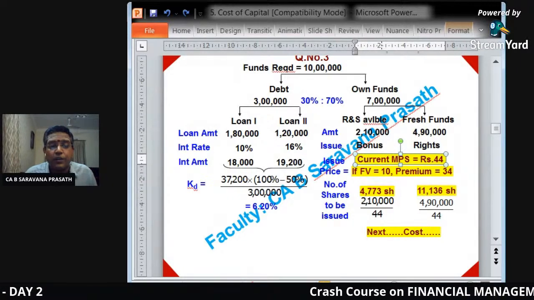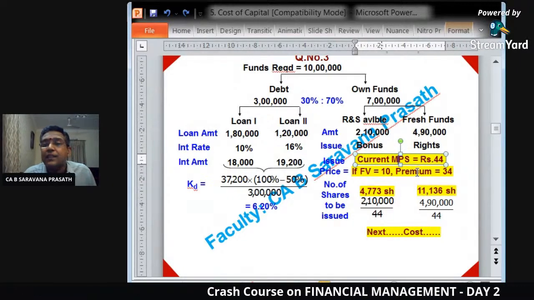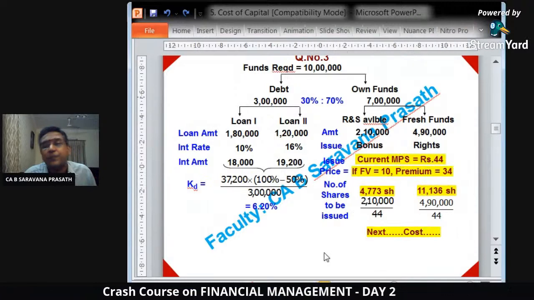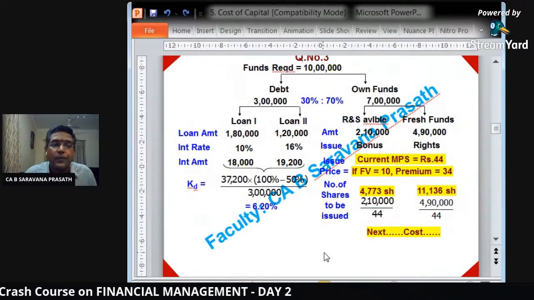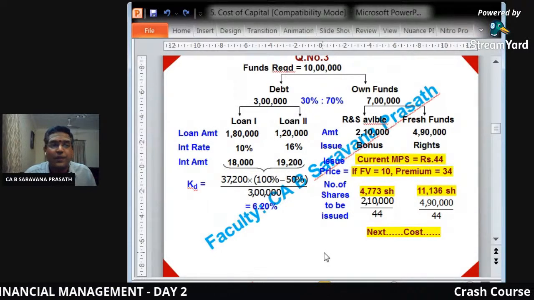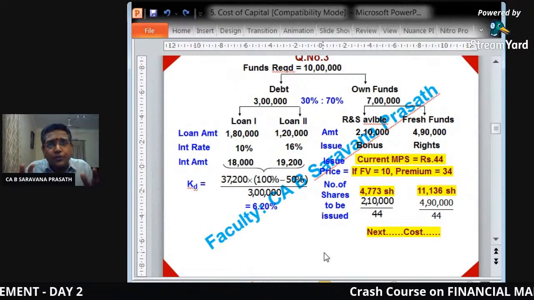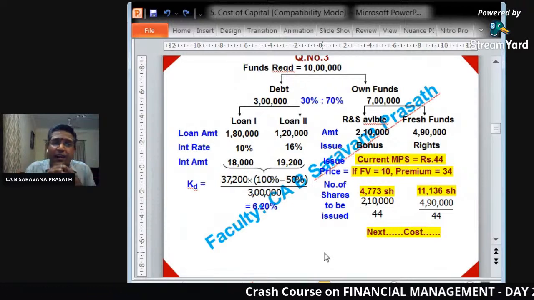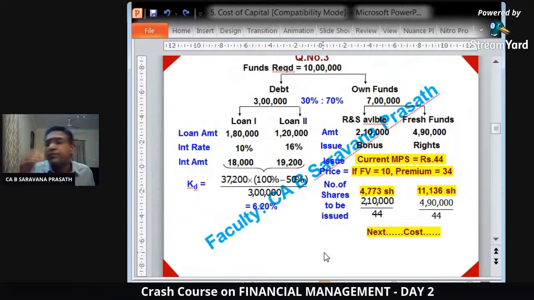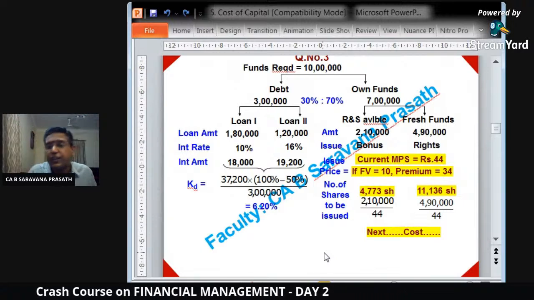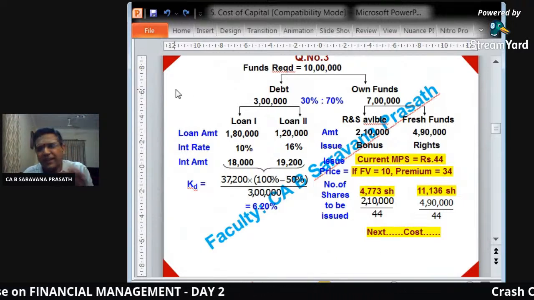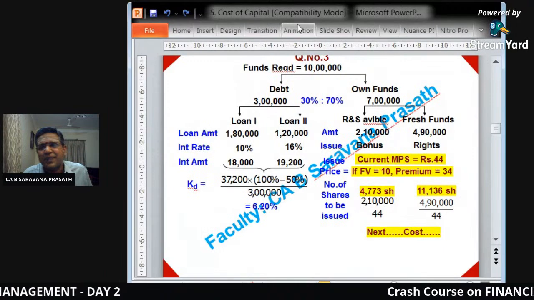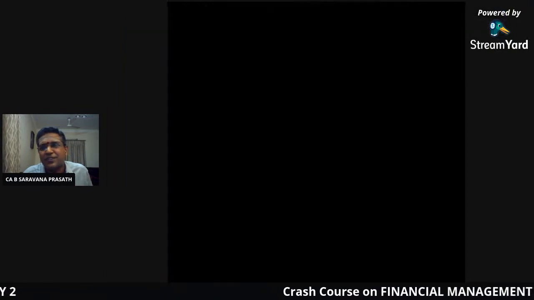Face value is equivalent to 10 rupees. The balance 34 rupees is considered to be securities premium. Sir, why should you assume face value to be 10? Why can't we assume some other face value and say discount? One fact is that discount is not permissible under company law. Issue of discount is not there.